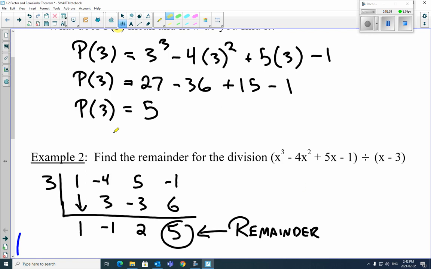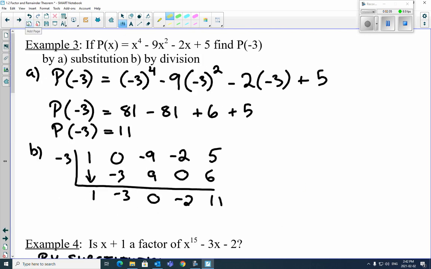Okay, flip the page, go to example 3. So we have this big long one here. We got x to the 4 minus 9x squared minus 2x plus 5. Ooh, look, it's missing the x cubed in there. Be careful. Find p of negative 3. So we could do it by substitution. You just plug in negative 3. So wherever there was an x, plug in negative 3, do all the math, you end up with 11.